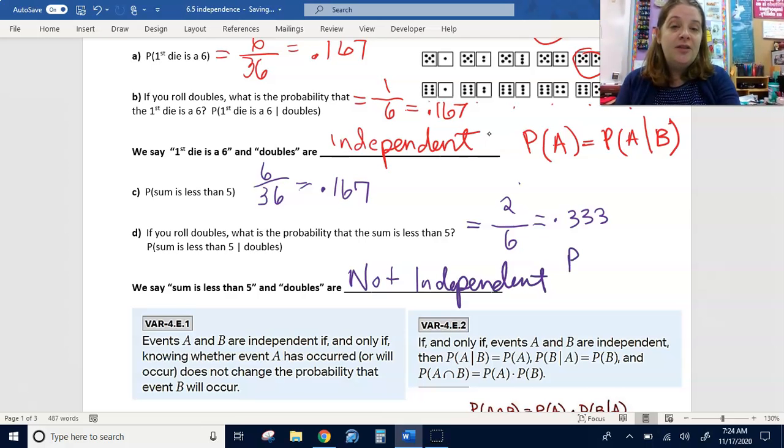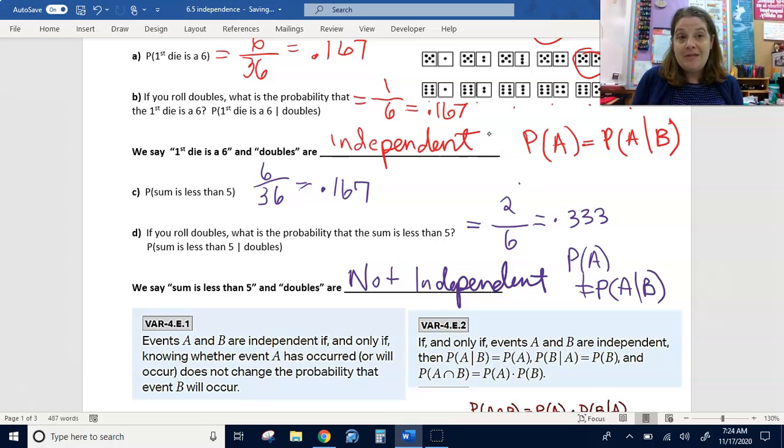And what's happening here is that the probability of the event happening is not the same if you have some sort of condition applied to it. So since getting doubles did change the probability of getting a sum less than 5, those two events are not independent. Getting doubles affects that probability of getting a sum less than 5.